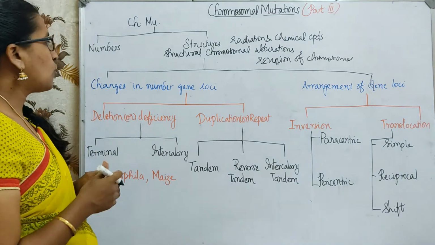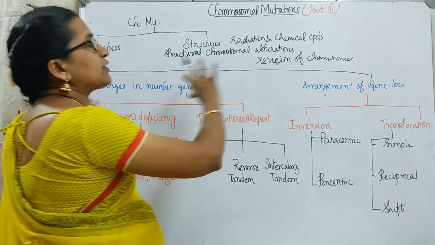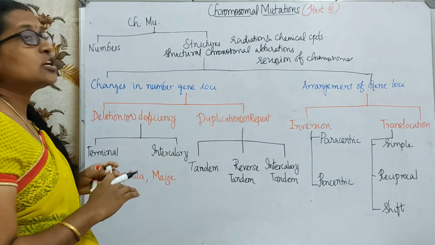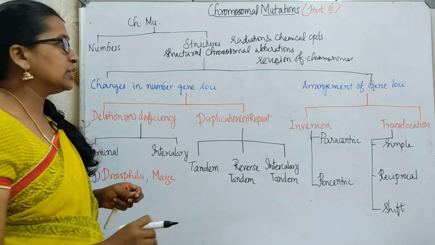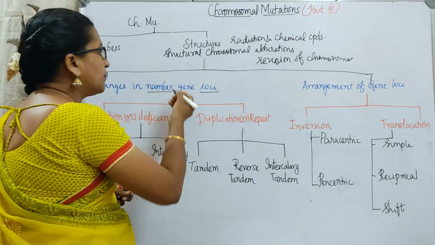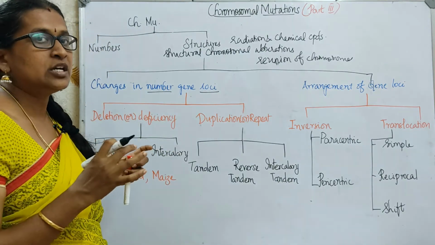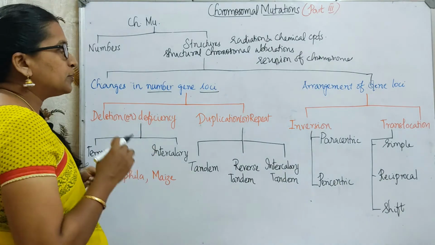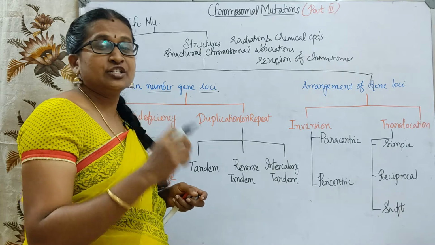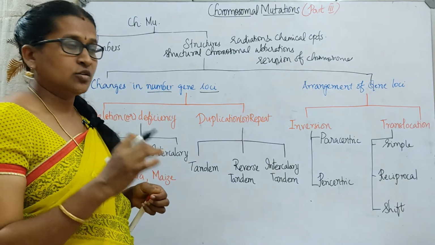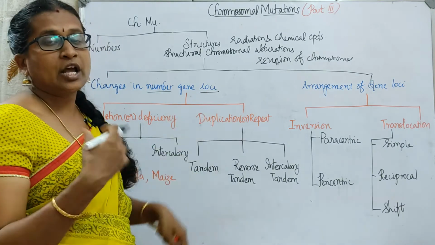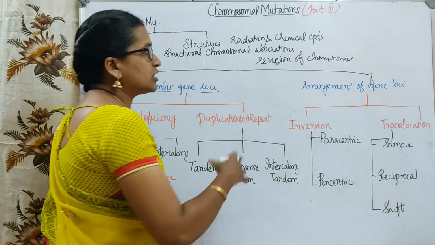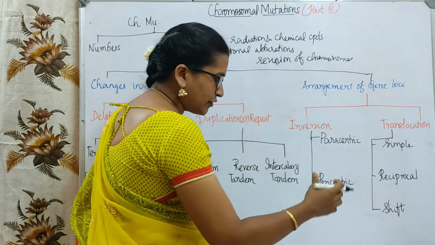Here they have mainly classified these into two forms, A and B. The first is changes in the number of genes in the loci. What is a locus? A place where a particular gene is present is called a locus. This is singular, and the plural is loci. The second is the arrangement of gene loci.